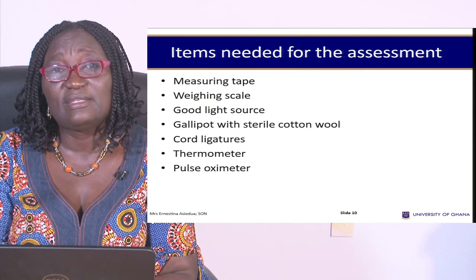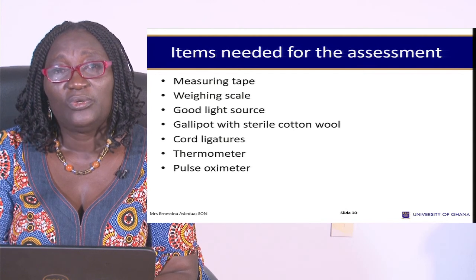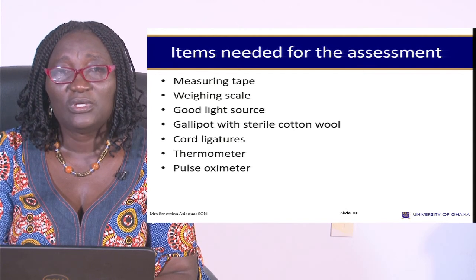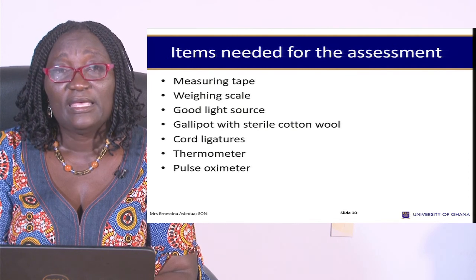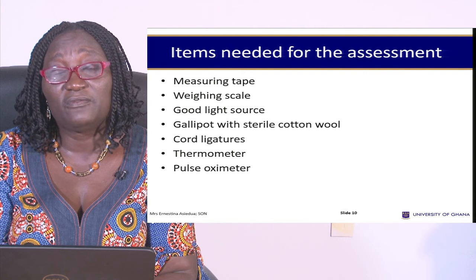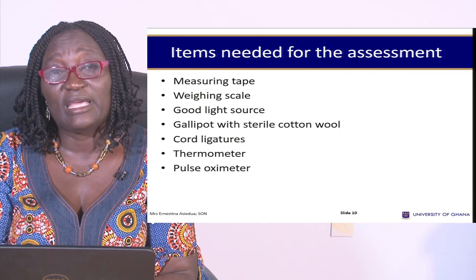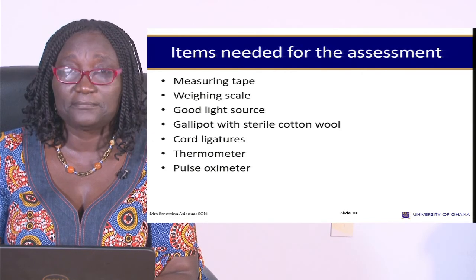And then you need a weighing scale. You also need a good light source. You need a gallipot with sterile cotton wool. You need cord ligatures in case you want to tie the cord, or sometimes if you secure the cord but it is bleeding and you may have to reinforce the ligatures. And then you need a thermometer and a pulse oximeter.